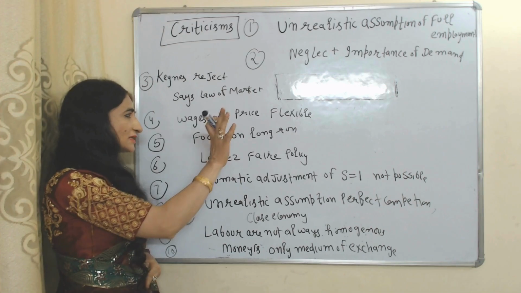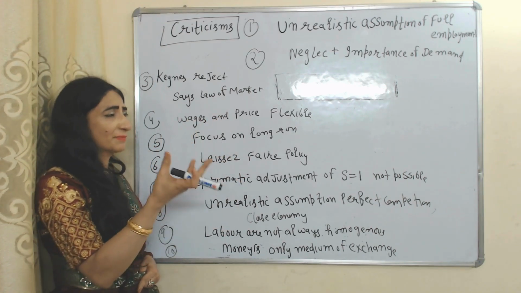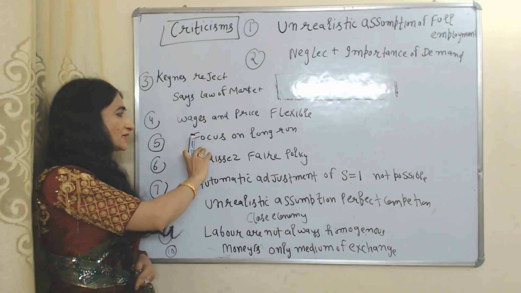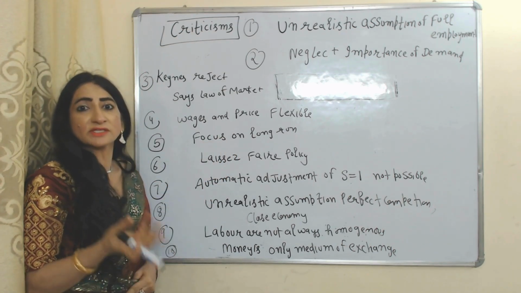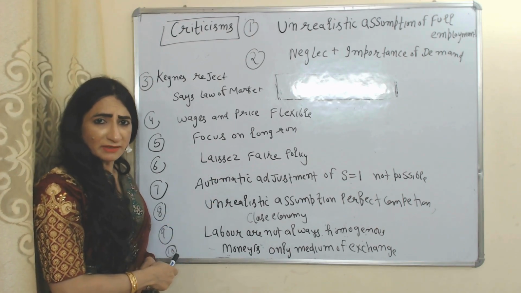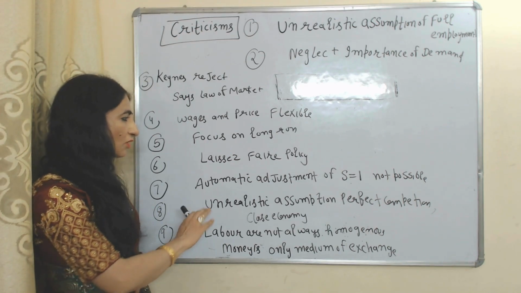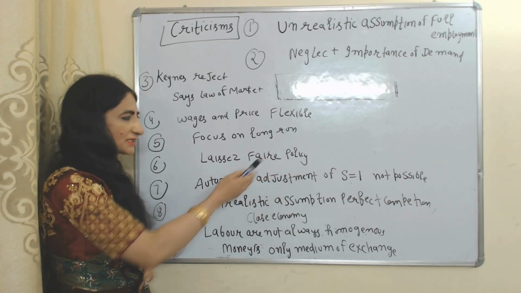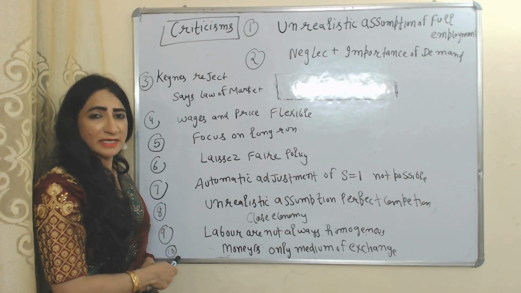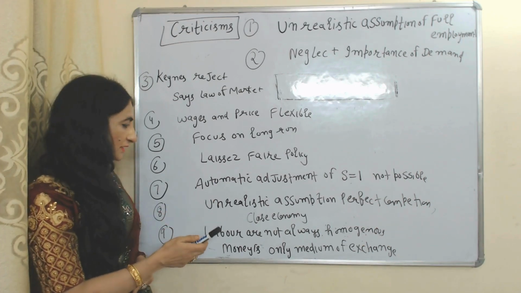There is no wage and price flexibility. Sometimes wages are sticky and prices are rigid. This theory focuses on the long run. What about the short run? Laissez-faire policy means no government intervention, but government intervention is a must for the economy. There is no automatic adjustment between saving and investment. There is a need for intervention by the central bank and government.